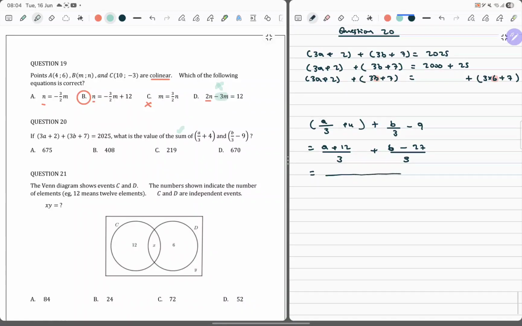So the common denominator is 3. Then we get a plus 12 plus b minus 27. So we've got a plus b minus, now 27 minus 12. This is 5, this is 1, that's 15. So it's minus 15 all over 3.